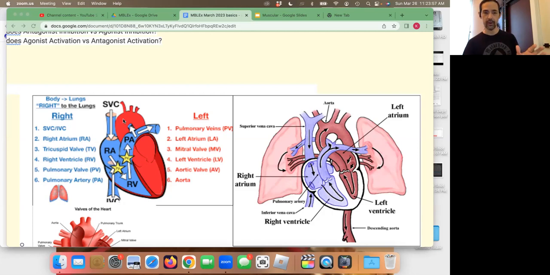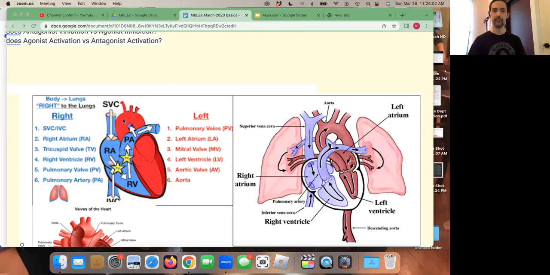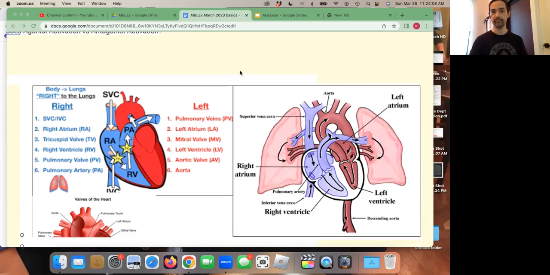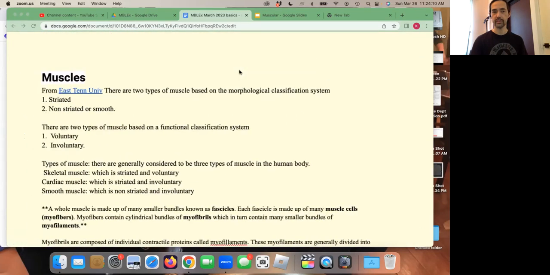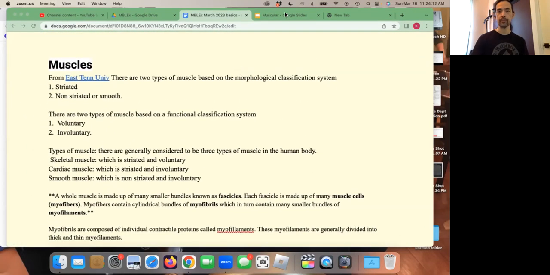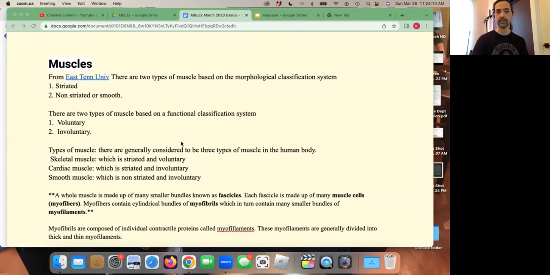Arteries away from the heart, veins to the heart. Okay. Let's move on. Maybe I'll test you on that a little bit later, during another class. Let's review this thing here.